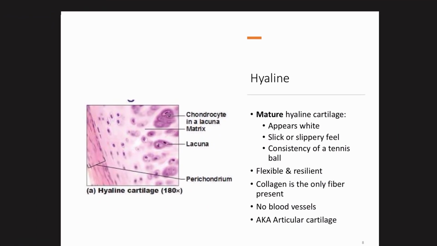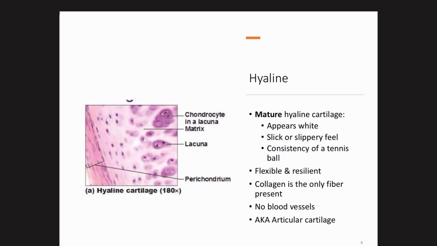Hyaline cartilage appears white, has a very slick or slippery feel, and has the consistency of a tennis ball. We want to reduce friction. We want those things to move very easily so it doesn't cause pain when people move their joints. It's very flexible and resilient. Collagen is the only fiber present in hyaline cartilage. You hear collagen is for joint health as well as for skin and things like that.